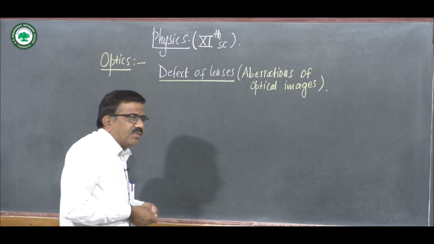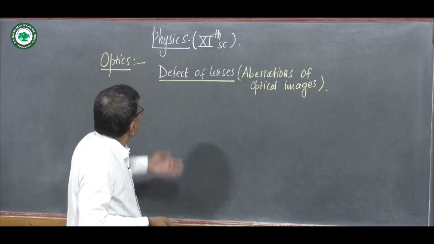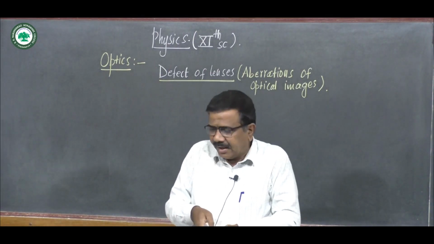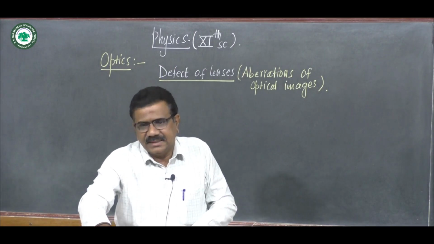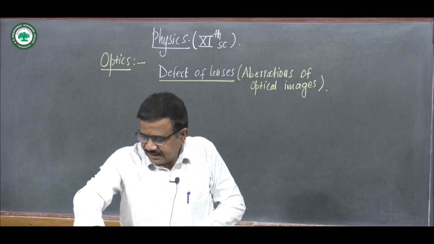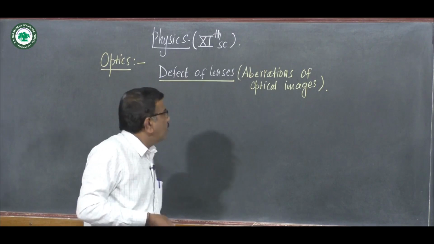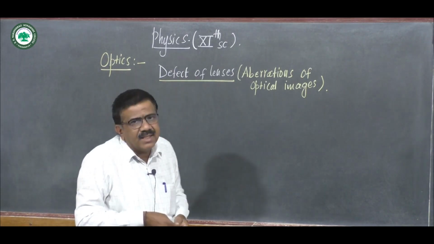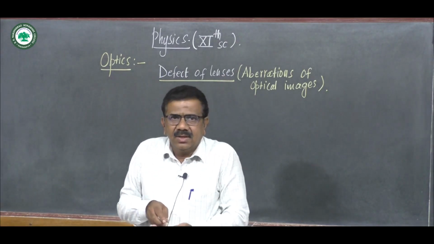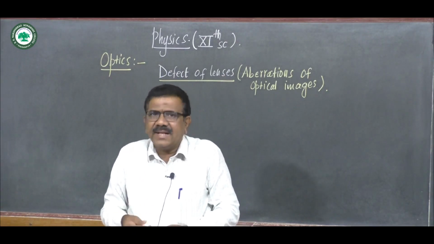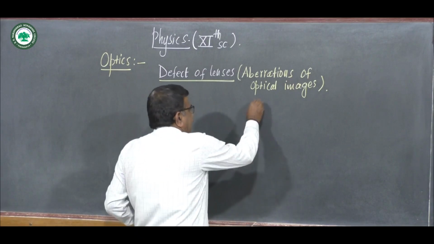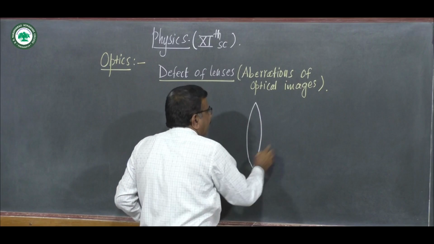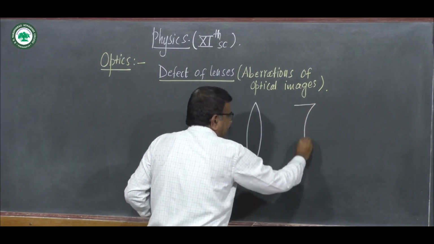Now in the last 6-7 lectures we have studied optics, that is the science of light and different phenomena related with light. Today we study the defects of lenses, or aberrations of optical images. We know the convex lens and the concave lens. This is a convex lens and this is a concave lens.